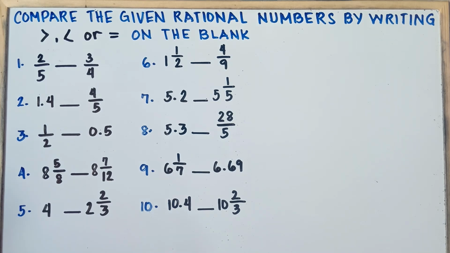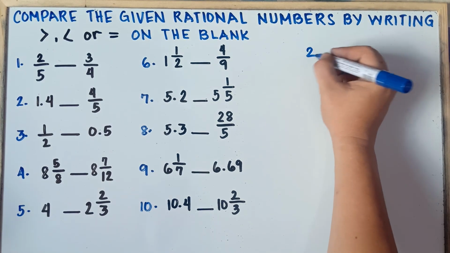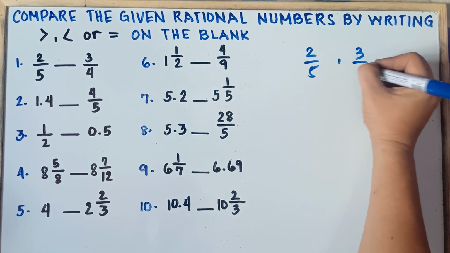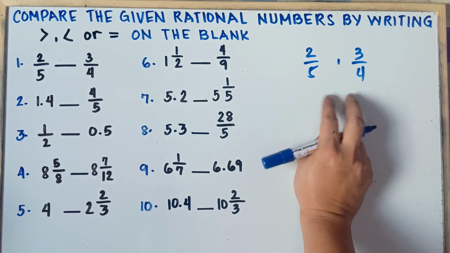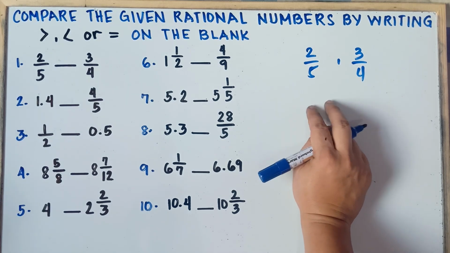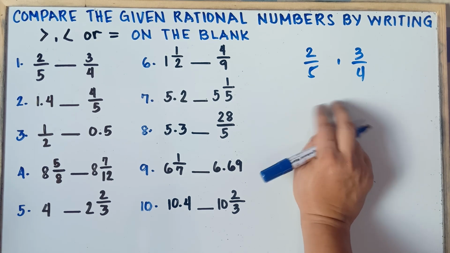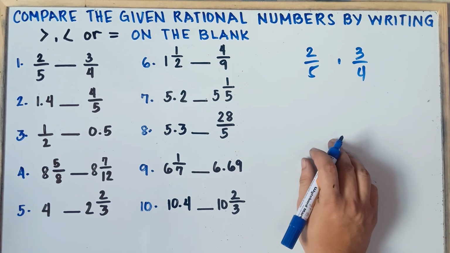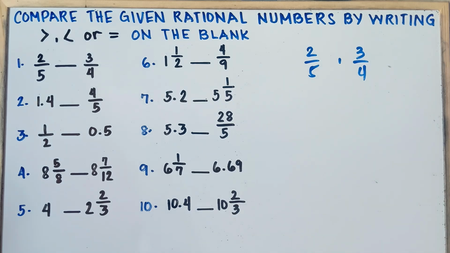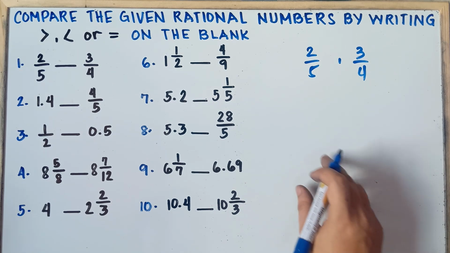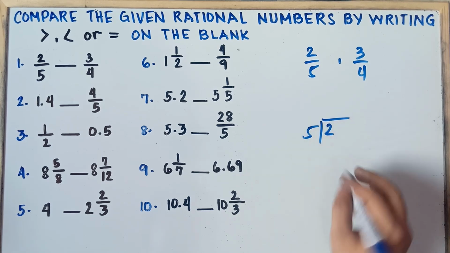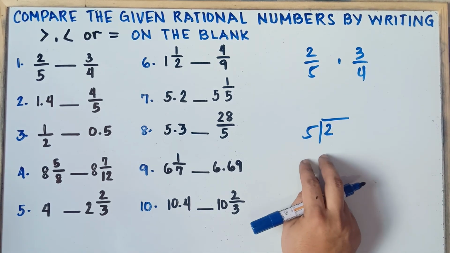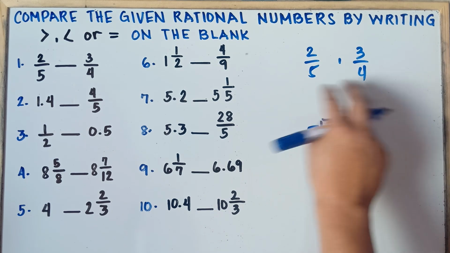Alright, so let's start with example number 1. We are given 2 over 5 and 3 over 4. Now to compare this one, class, you can convert fraction into decimal for you to compare. But actually, class, there is a technique how to compare fractions easily without using the calculator, without converting into decimal. And I will teach you the technique later on, class. Alright, let's convert this one first into decimal. So 2 over 5, 2 divided by 5. Once again, if the teacher will allow you to use calculator, very easy for this one, class.